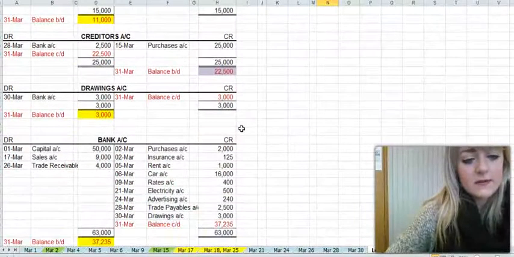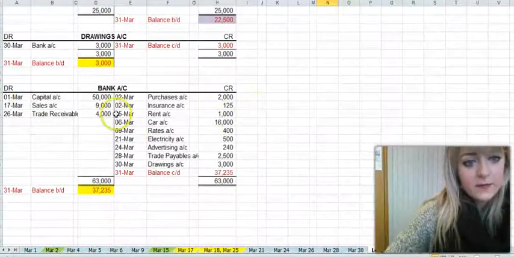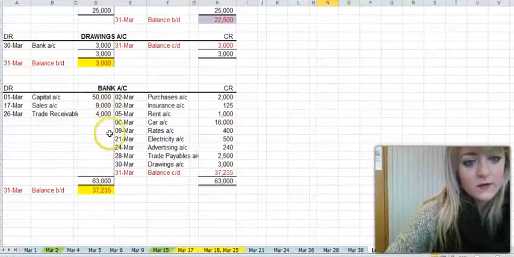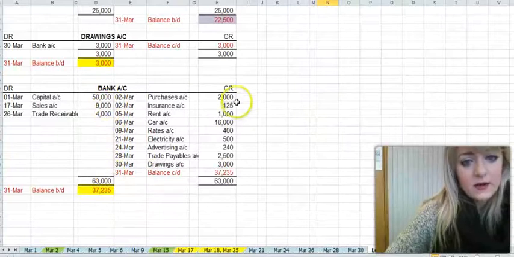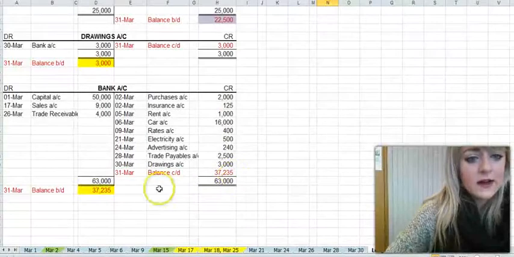Bank account is probably the most difficult one because there's a lot of workings in it. So we add up each side. 50 plus 9 plus 4 gives us 63. And then we add up all of these. So everything here totals less than 63. So we know that we still have a credit in the account.